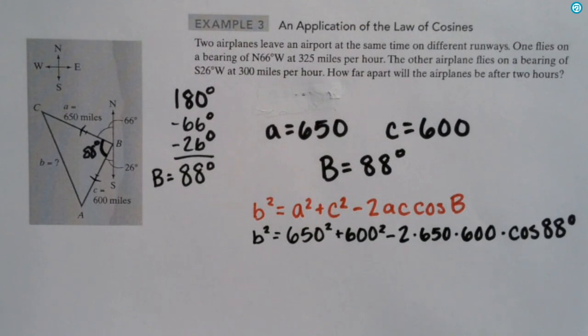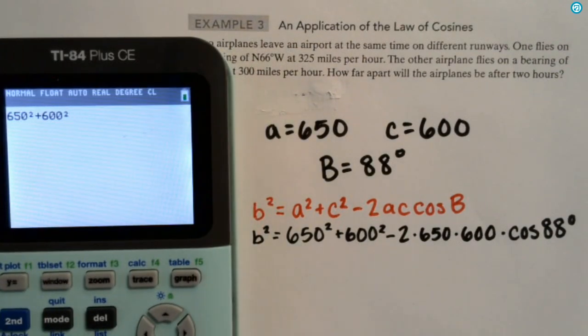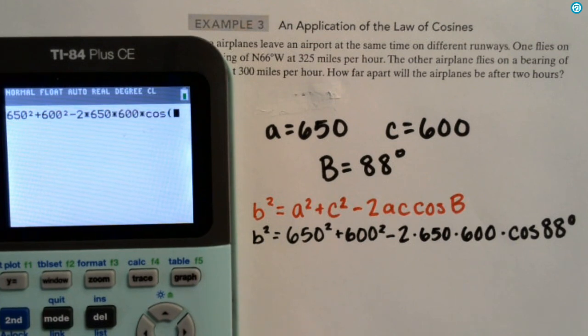Also, I didn't really read the question. All we're trying to figure out is b. We don't have to solve the whole triangle because all we want to know is how far the two planes are apart. So that's all we're trying to solve for is little b. So 650 squared plus 600 squared minus 2 times 650 times 600 times cosine of 88 is that whole big long number.